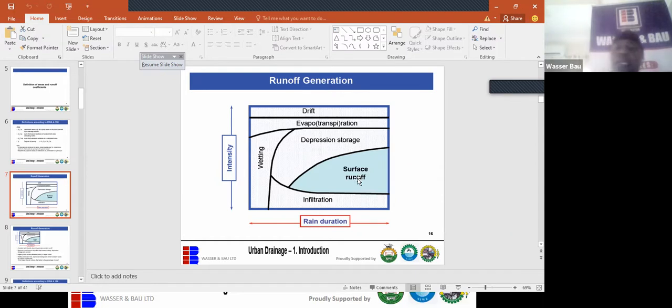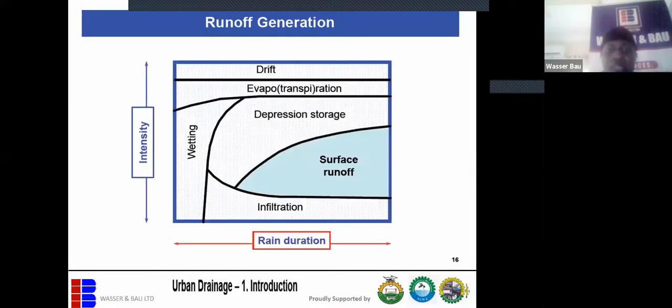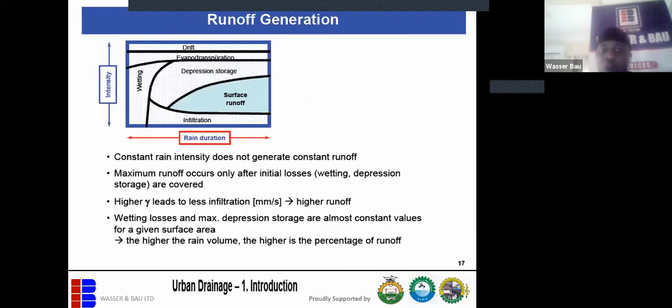So that is why it is not every area that is contributing to runoff. Some areas will infiltrate. So that's what this is talking about. Constant rain intensity does not generate constant runoff. Maximum runoff occurs only after initial losses, and that is what wetting and depression storage cover. A higher degree of paving leads to less infiltration, and that translates to higher runoff.